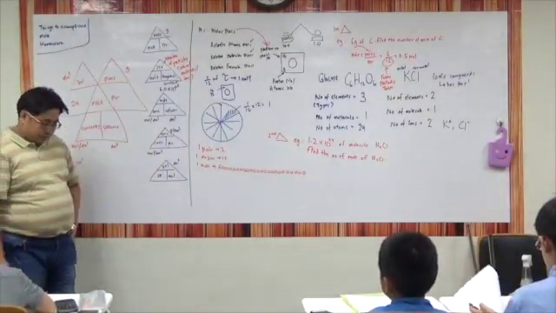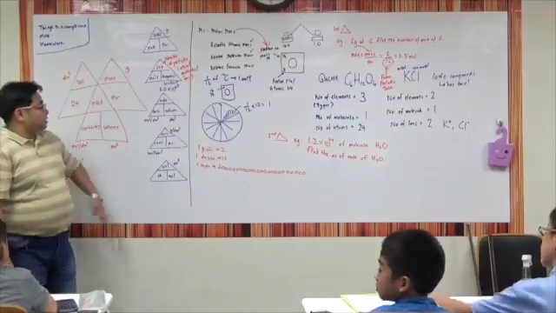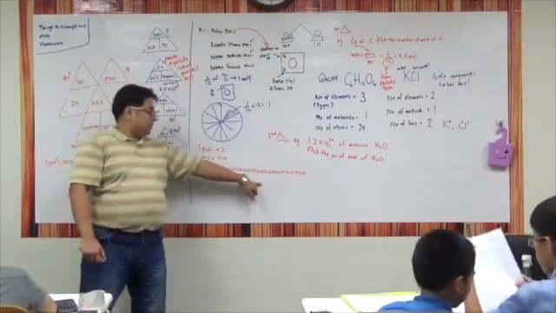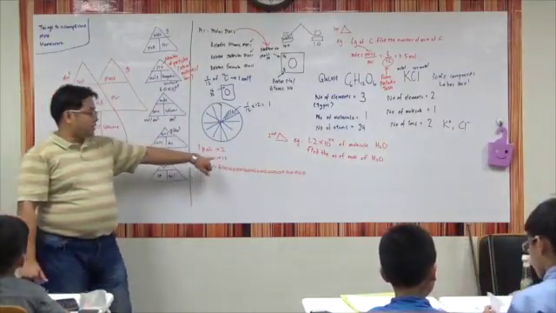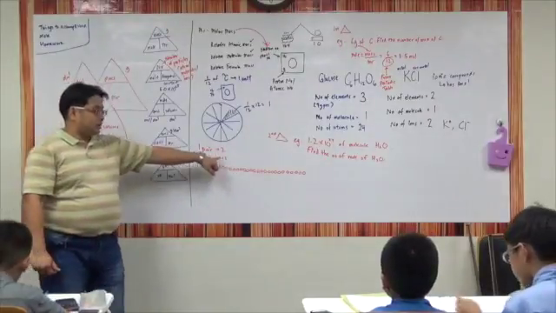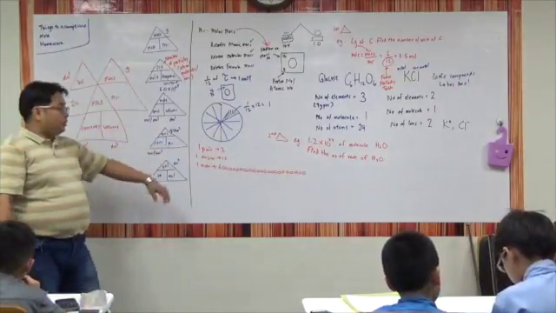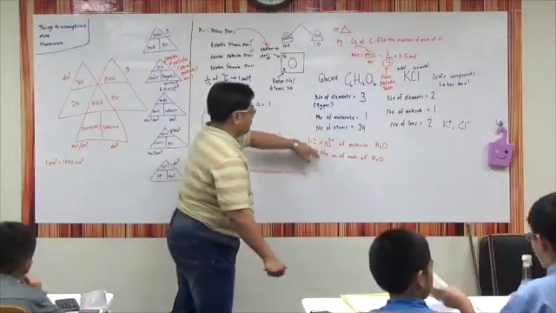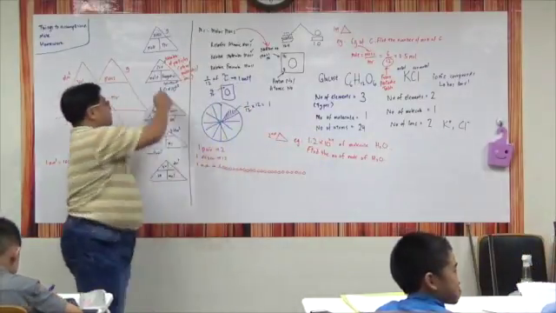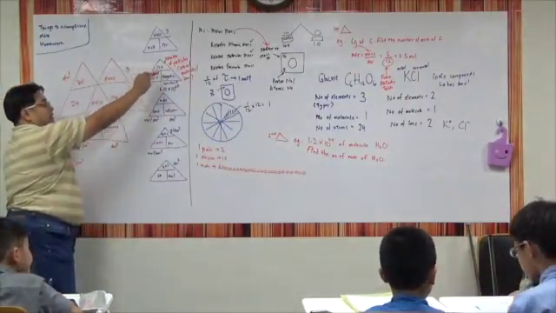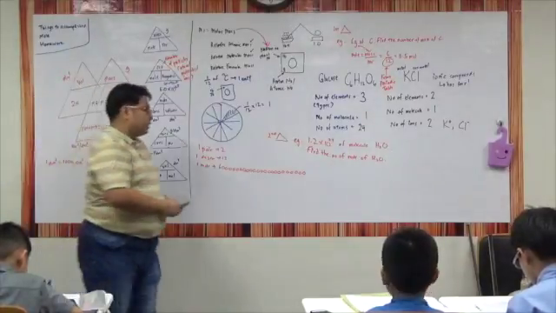6.02. Correct. So 1 mole is this number. 1 pair is this number. 1 dozen is this number. So when you actually have this amount of number, what's the number of moles? So apply this formula. Mole is number divided by Avogadro's constant.